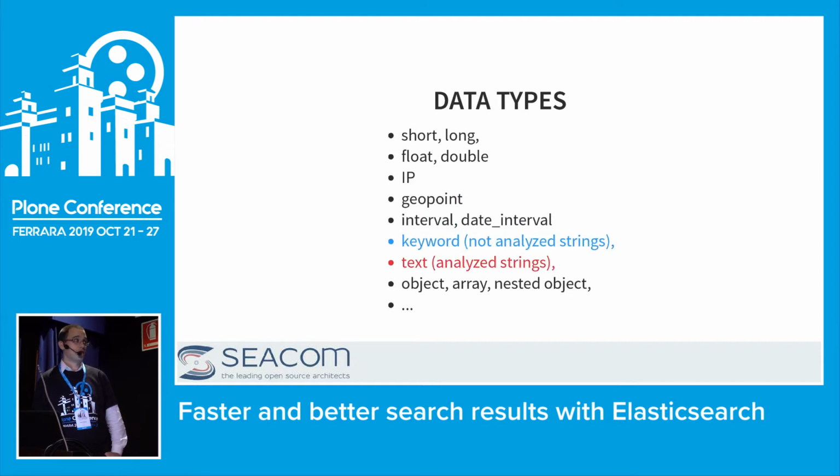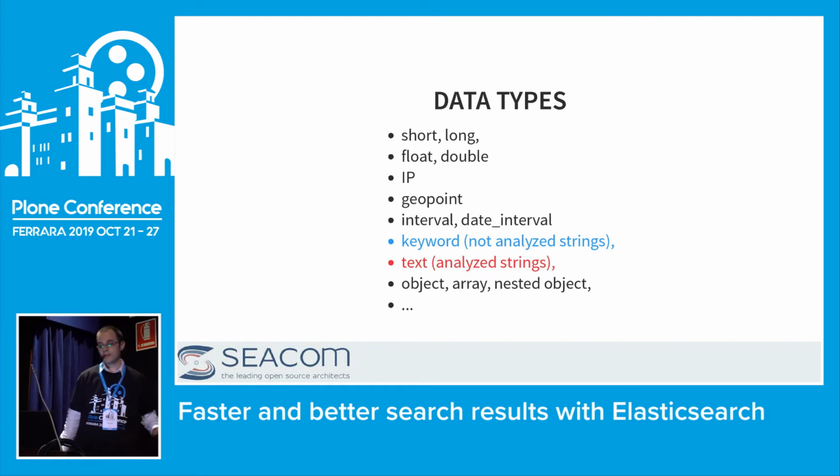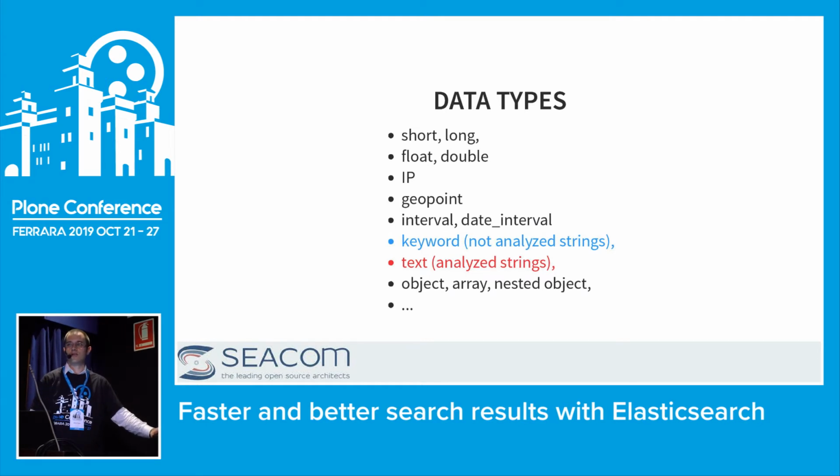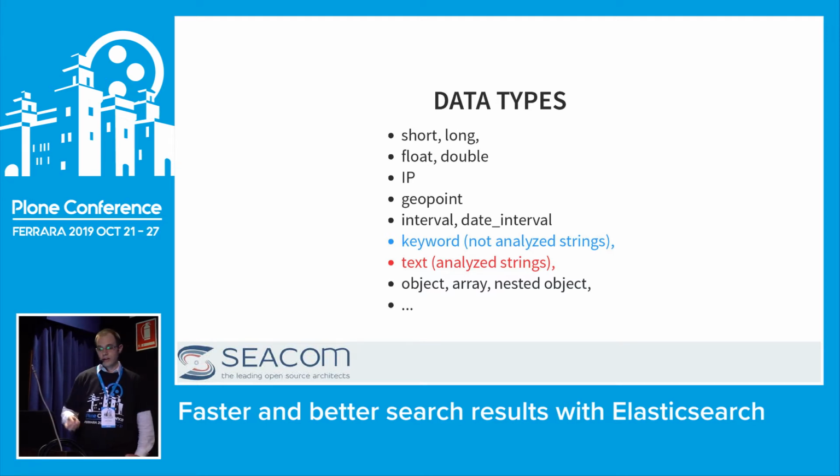And keyword and text. These are for strings. What is the difference? Keyword is a not analyzed string. So the string without any type of analysis, you can only match the entire string. So it's good for tags, names, and things like that. Text is for the content. So we are doing an analysis to be able to query results inside the text.